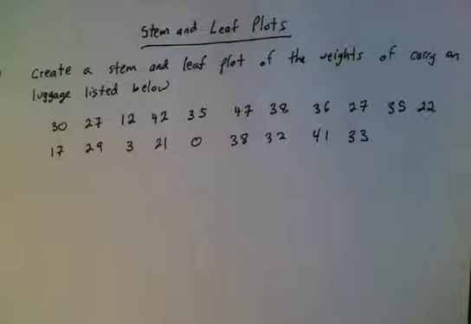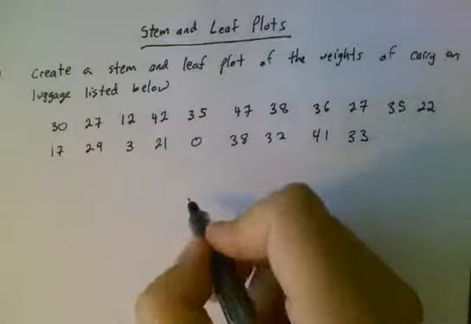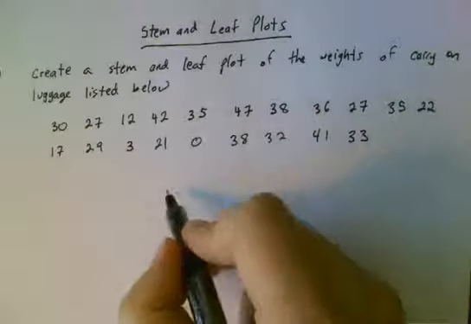So another way to get a sense of data is to make a stem and leaf plot. The purpose of this is to order the data from smallest to largest, and then to be able to see at a glance where it clumps. So I'm going to draw a little stem and leaf plot down here and label the parts of it.